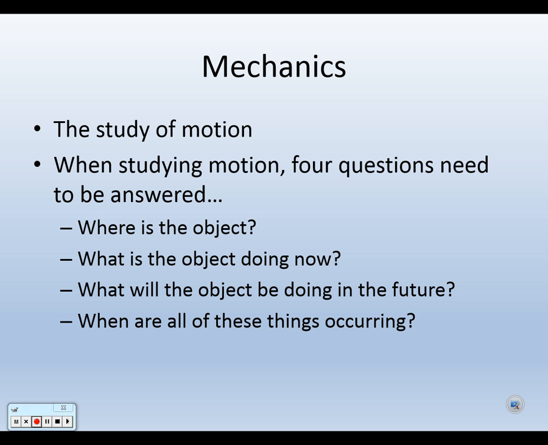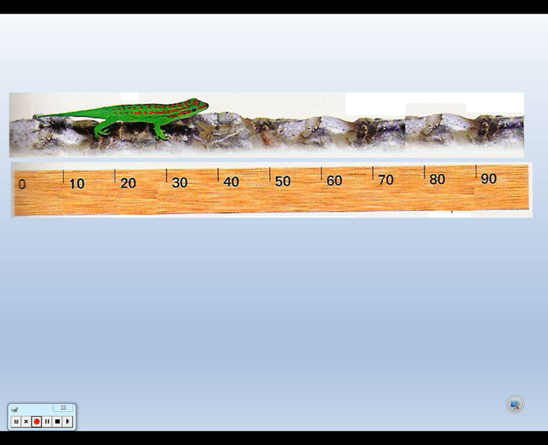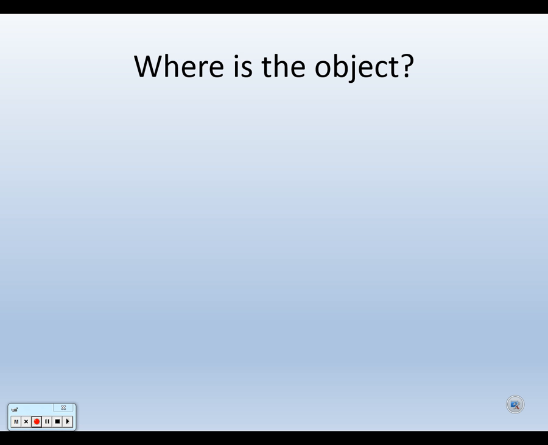Like I said, if we can answer these four questions, we do a good job of describing the motion of an object. Okay? Good there. First, I'm going to skip over this picture of this iguana. We'll come back, okay? And I want to address the first question, because it's the first question.